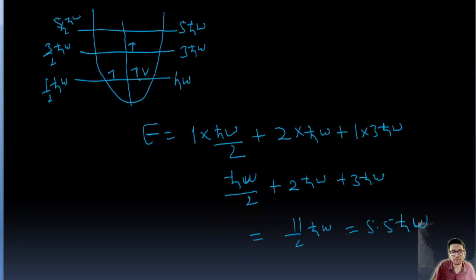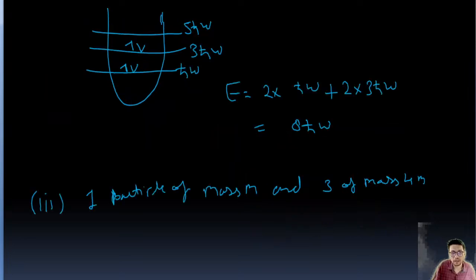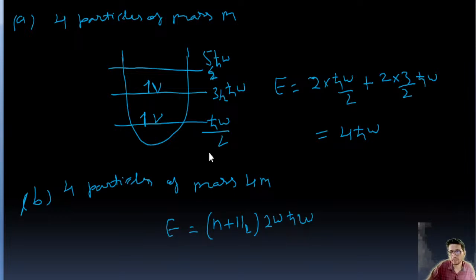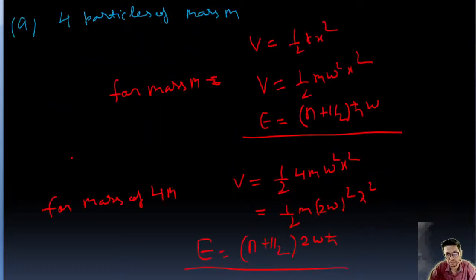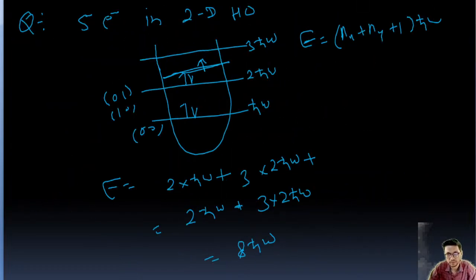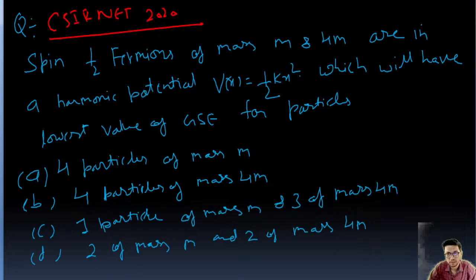Option B has 5.5, and option B has the maximum energy. This is 8ħω, and option A has 4ħω. So option D is the correct one. Option D, means 2 of mass m and 2 of mass 4m, will have the minimum ground state energy, okay? This will be the answer guys.